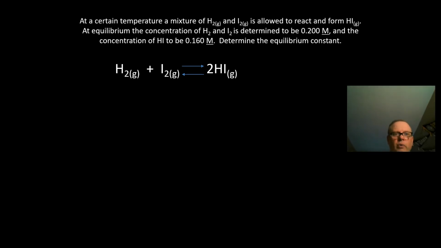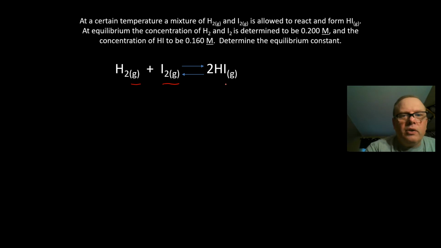So here we've got a reaction. Notice everything in this reaction is a gas. Okay. So first, everything is a gas. So that means that when we write our K for this, K will be equal to, on the top, the hydrogen iodide, and that will be squared. And on the bottom, the hydrogen times the iodine. Nothing's going to go missing. Everything is in the same phase.